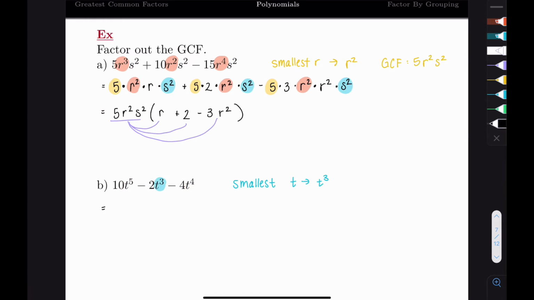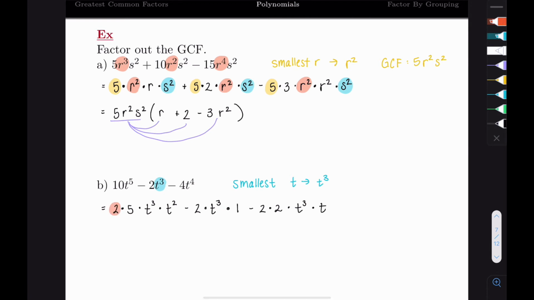So let's break this down to make it easier to see what's going to be left. And I'm going to take out a 2 for each piece. So 10 we can write as 2 times 5. T to the 5th we can break down as t to the 3rd times t to the 2nd. For this middle piece, we're going to be taking out both the 2 and the t to the 3rd. So really, I'm going to put a 1 there to remind myself that a 1 will be left over because this term doesn't just disappear. And then in the last piece, we can break down the 4 as 2 times 2. And t to the 4th we can write as t to the 3rd times t.